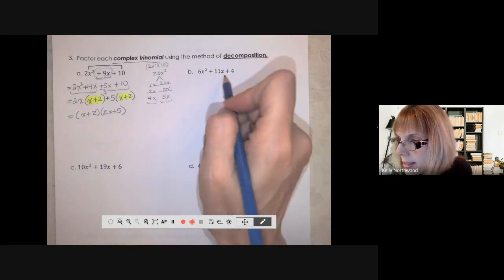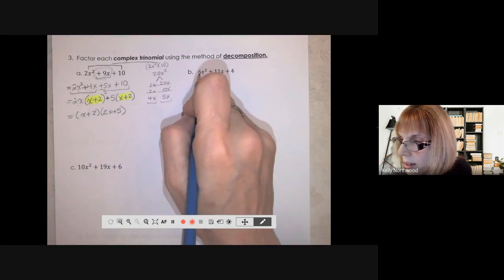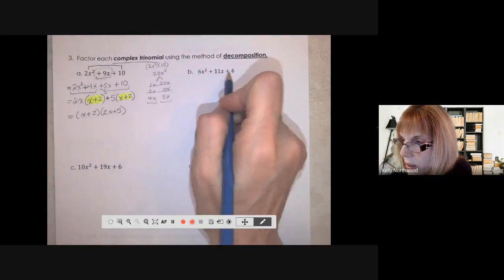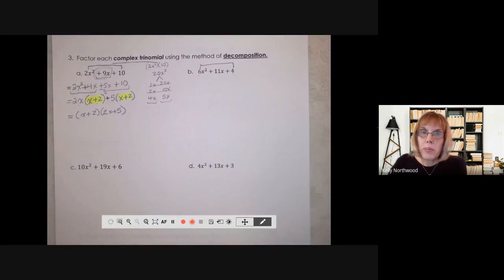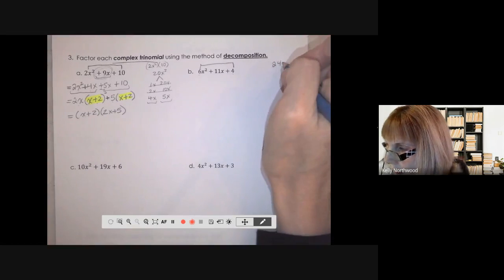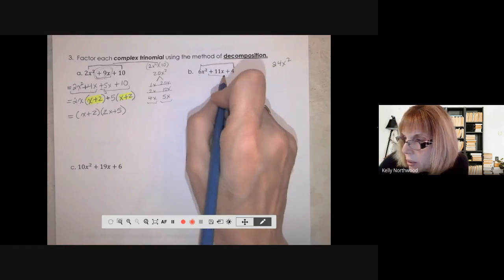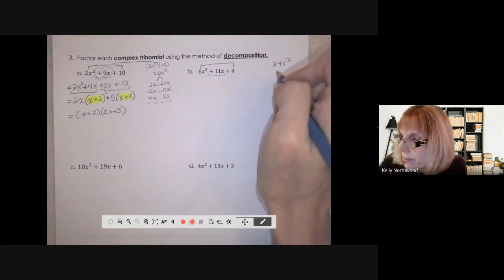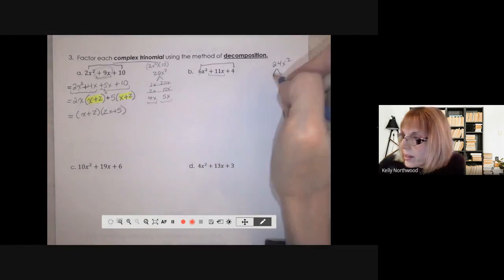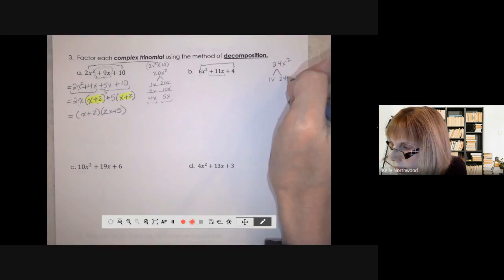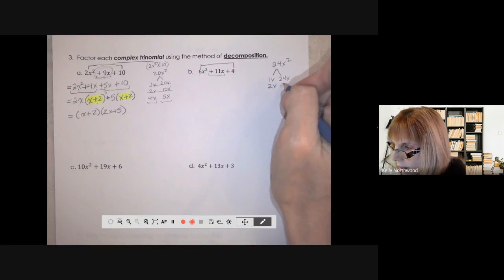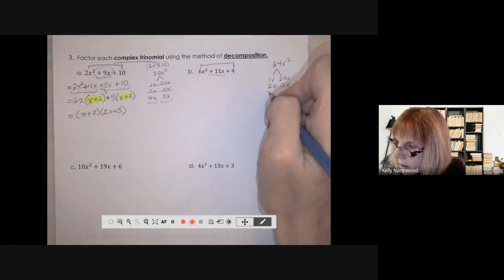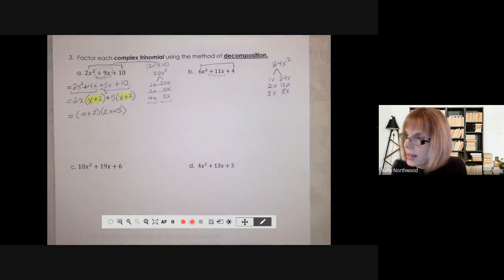So again, it's a complex trinomial because that's not a 1. And also the 6 doesn't go into all 3 terms, so we know we're going to use decomposition. So multiply 6x squared by 4, and that gives you 24x squared. And you want to add to positive 11x. So 1x and 24x does not add up to 11. 2x and 12x does not add up to 11. 3x and 8x does add up to 11.